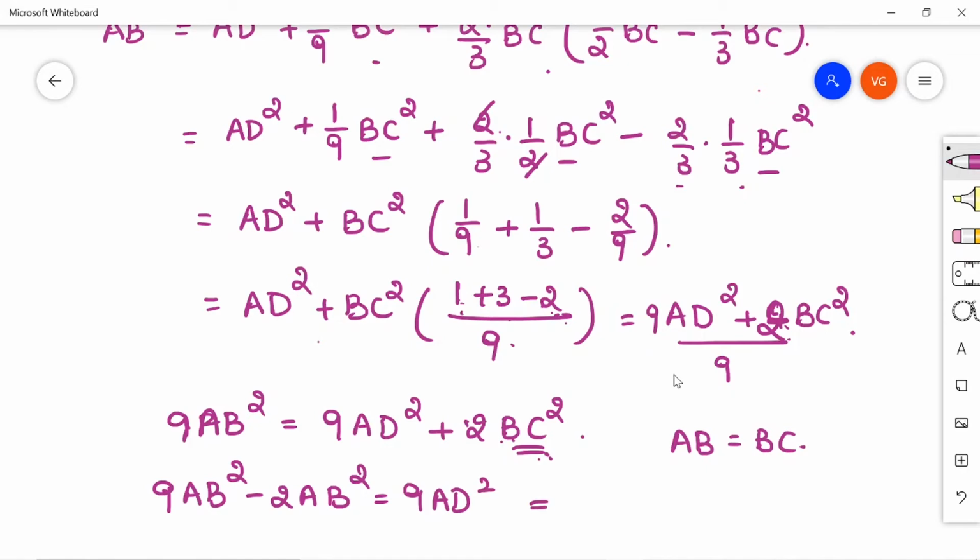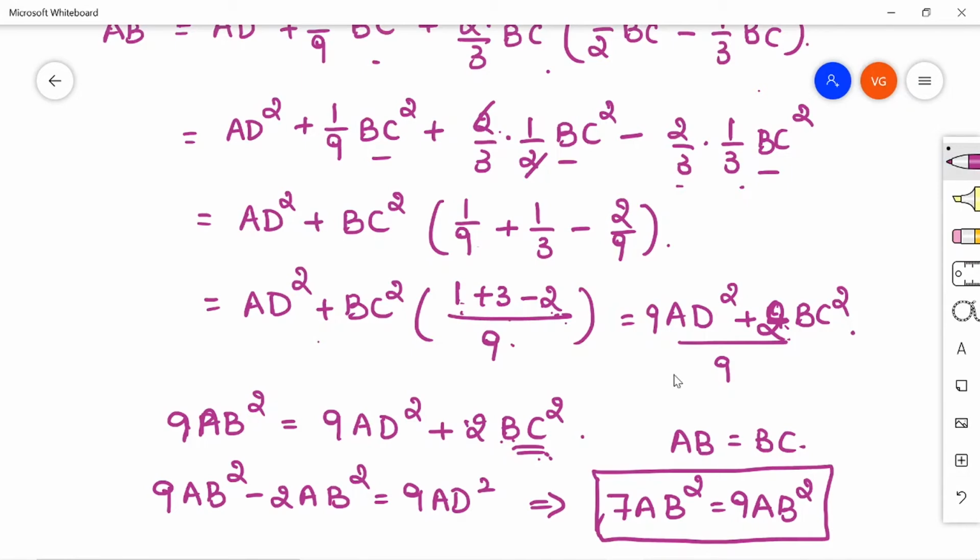which is nothing but here 7 times AB square is equal to 9 times AD square, right? This is what they have asked. So this is how we can prove this problem.